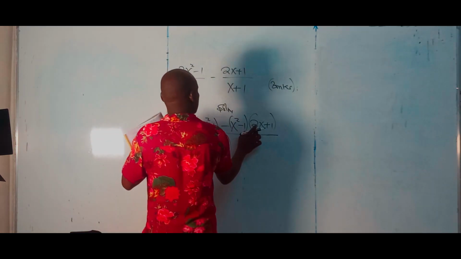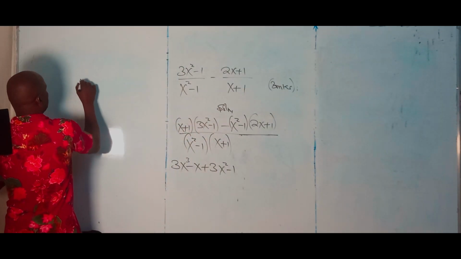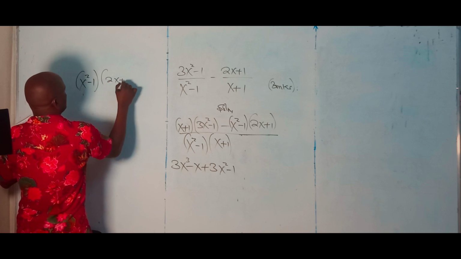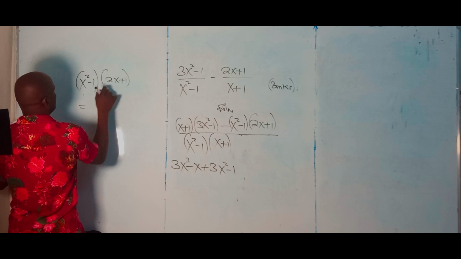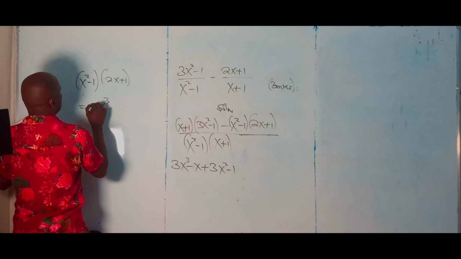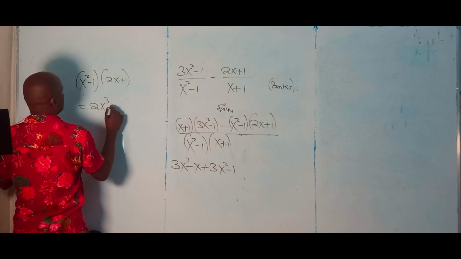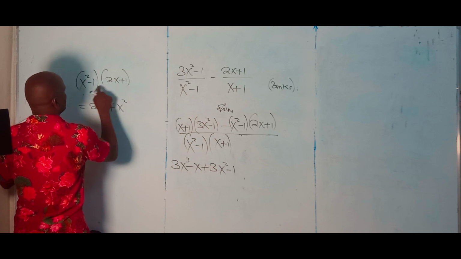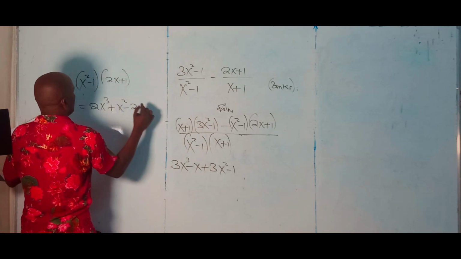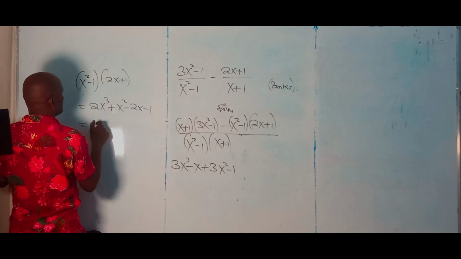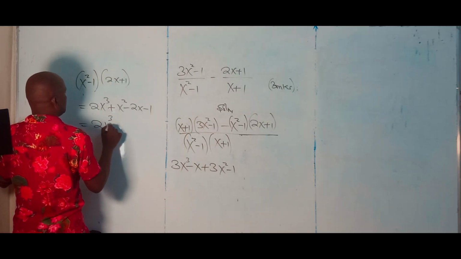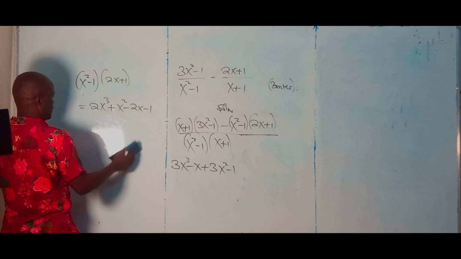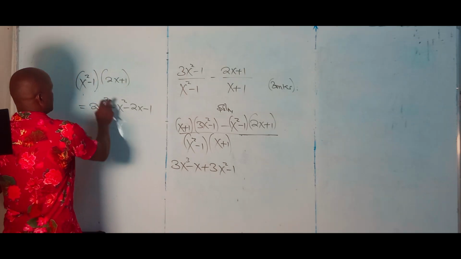And then let's see what all of this is. So I have x squared minus 1 into 2x plus 1. That should give me 2x cubed plus x squared plus x squared minus 2x minus 1, which is 2x cubed plus x squared minus 2x minus 1. There's no way to simplify it. It's just that. So the whole of this is this.